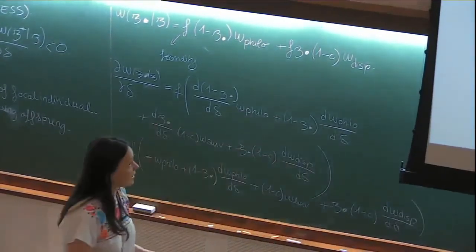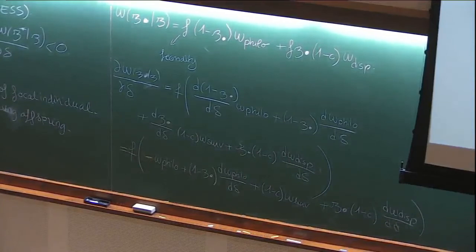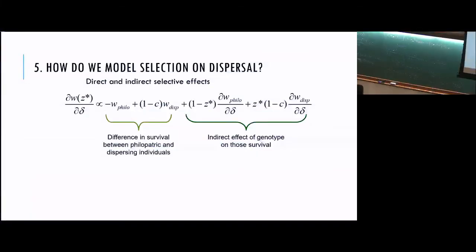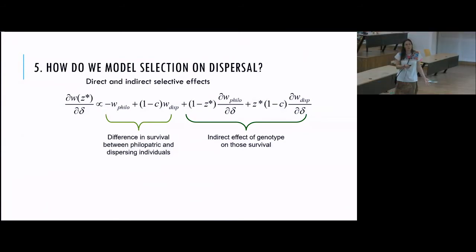Okay, so then we get to rearrange things a little bit. You see here you've got this minus the survival probability of Fitzpatrick individuals, plus y minus c is the survival of dispersing individuals, which is actually the survival of dispersing individuals at birth, because then there's the survival during dispersal and the survival once you immigrate somewhere. So if you look at this selection gradient, the first part of it is just simply the difference in survival between Fitzpatrick and dispersing individuals.